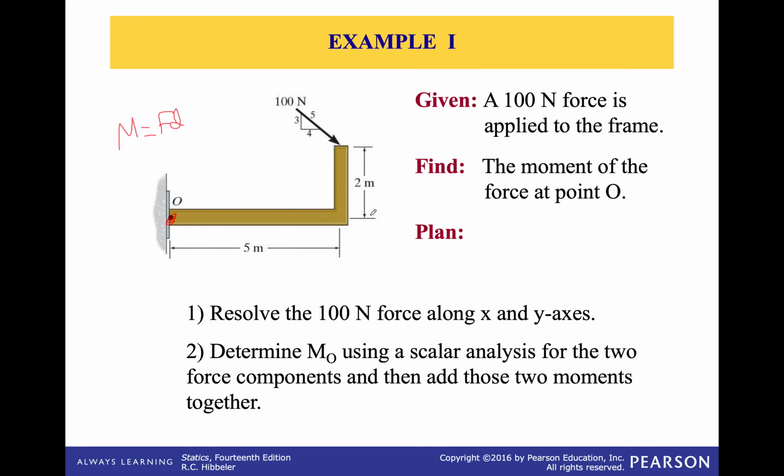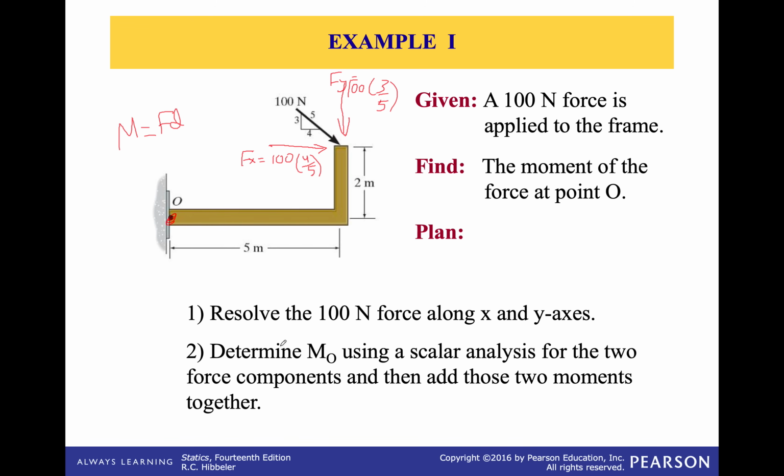So what is the plan? First, we need to resolve the 100 N force along the X and Y components. We can resolve F into this X component and this Y component based on the direction of the force. The X component is going to be 100 multiplied by the parallel over the hypotenuse, which is 4/5, parallel to the x-axis, and the Y component is 100 multiplied by 3/5, and this is your Fy. So we have these 2 components. That's the first thing we need to do.